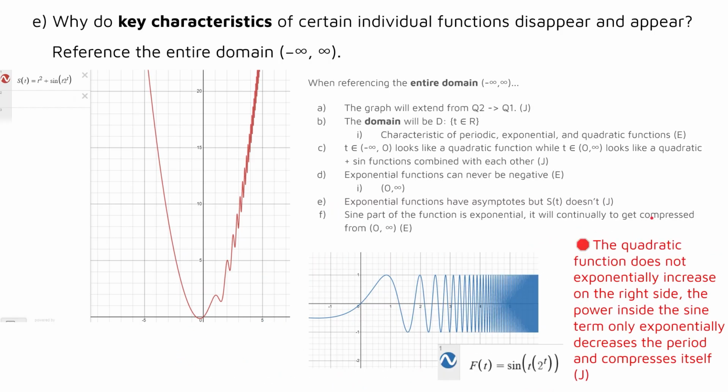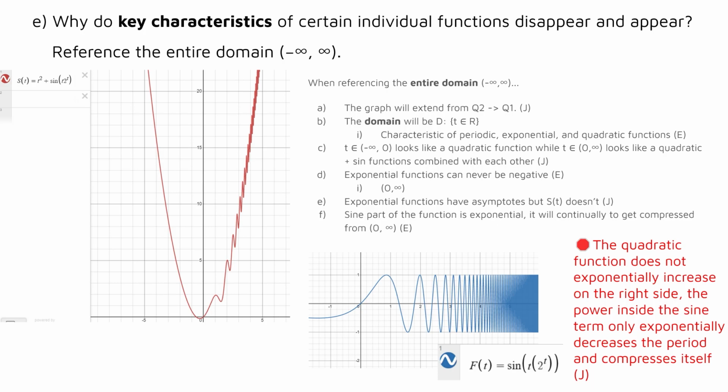One more question. E. Why do key characteristics appear and disappear? This part, myself, a little wonky. You just gotta look at the formula. So, when referencing the entire domain, the graph will extend from quadrant 2 to quadrant 1. Yep. B, the domain is t is an element of real numbers. Yep. Characteristics of periodic, exponential, and quadratic functions.